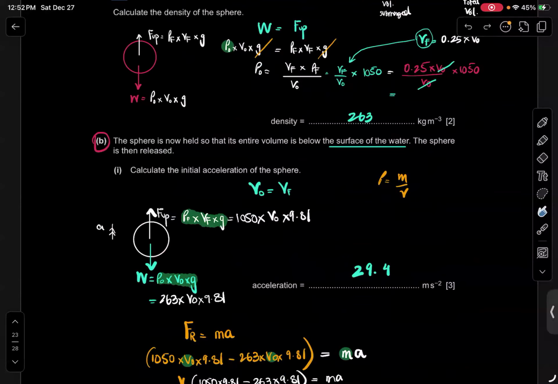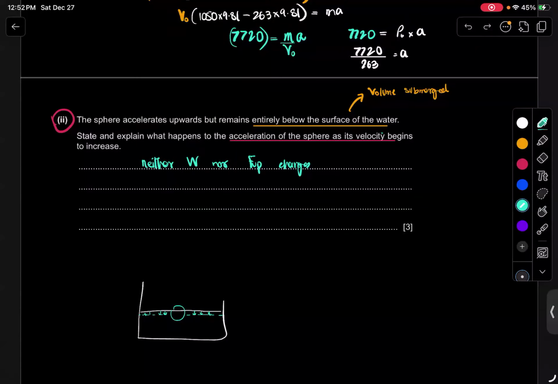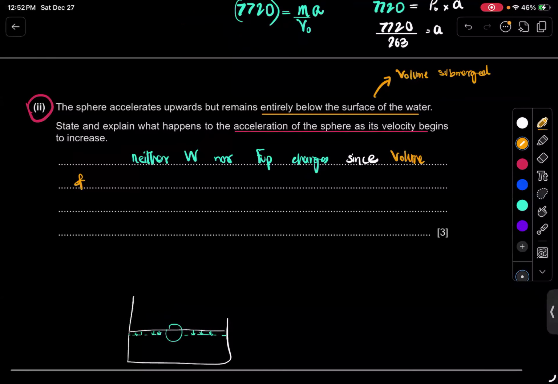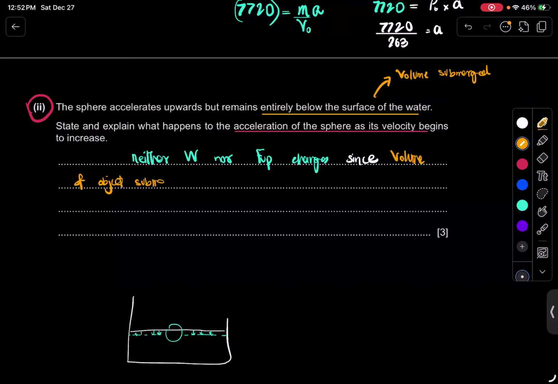But in this example, they've already clearly stated that it remains entirely below the surface of the water. So upthrust is not changing. Okay. So the answer to this question is neither W nor F upthrust changes, since the volume of object submerged does not change. Now this is only like 1 mark, but because they've asked you to explain.